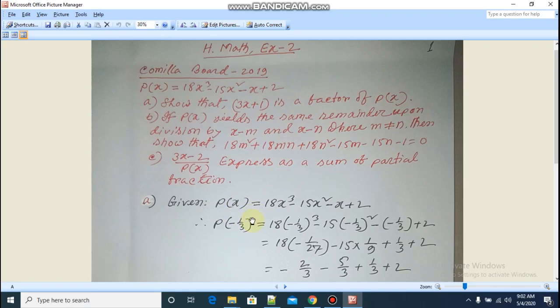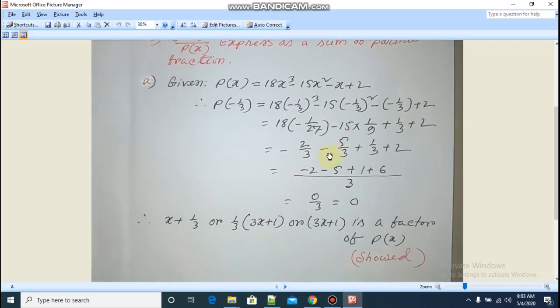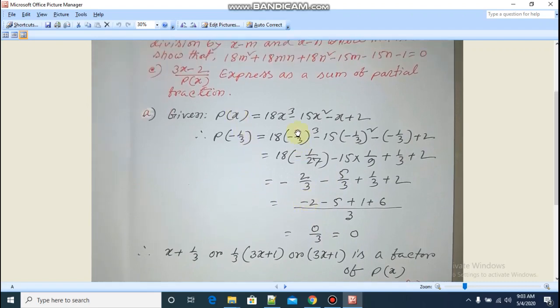But how can we get minus 1 by 3? As the value of x, I have applied some technique. Let 3x plus 1 equal 0. Then we get x equals minus 1 by 3. P of x equals this, so P of minus 1 by 3 equals this. After calculating we get 0. So we can say x plus 1 by 3 is a factor of P of x by the factor theorem.